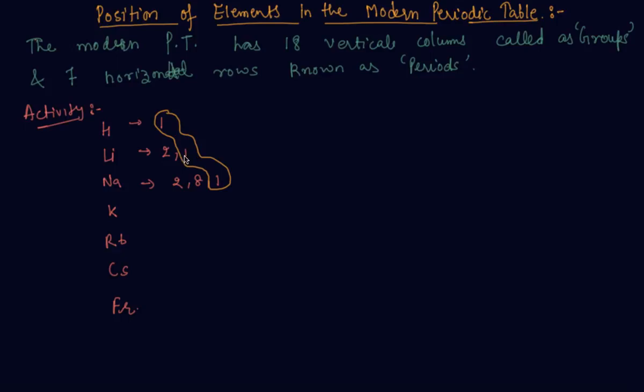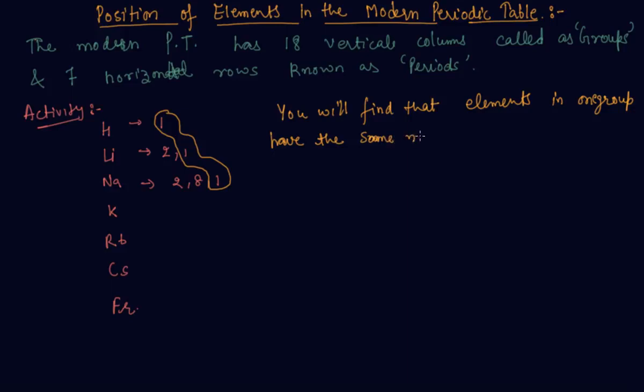So you will find that the elements in any one group have the same number of valence electrons. We have done this activity only for group 1, and you can also check that different groups have the same number of valence electrons.